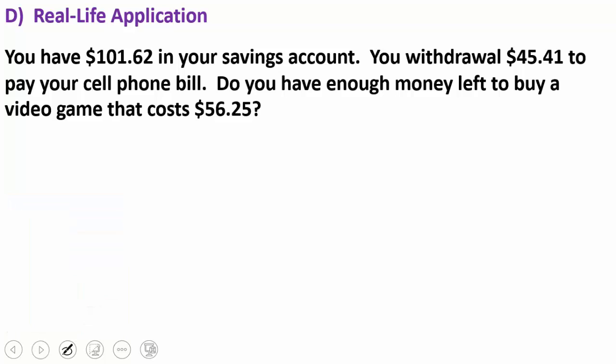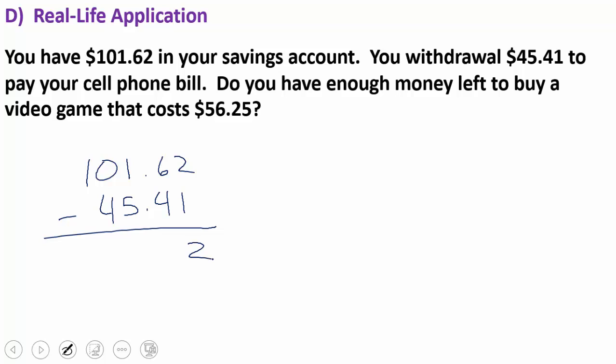Using integers and rational numbers, you know that withdrawing is having a negative. So you can just simply say $101.62 minus $45.41. You are subtracting when you withdraw. And so now when you subtract, 2 minus 1 is 2, 6 minus 2 is 4. Bring down the decimal. Well, I've got to borrow from this 10 to make 9, so I can have 11 minus 5, which is 6, and 9 minus 4, which is 5. So after paying my cell phone bill, I have $56.42.